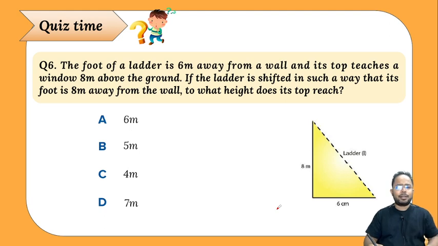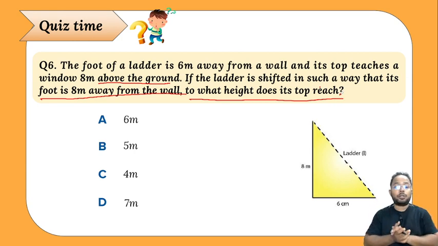The foot of a ladder is 6 meter away. फिर से एक लैडर वाला ही एक सवाल है. The foot of a ladder is 6 meter away from the wall and its top reaches a window 8 meter above the ground. ठीक है. Now, if the ladder is shifted in such a way that its foot is 8 meter away from the wall, to what height does now the top reach? Chalo, right now you have to solve it. Take a pause, go through the question, and then solve and write the answer on the comment box.